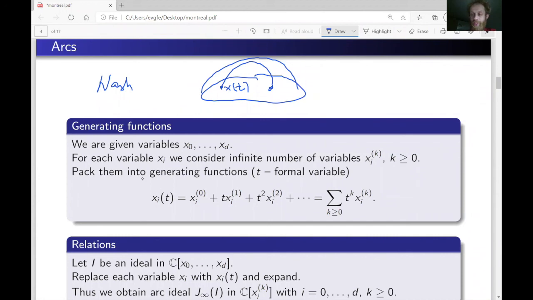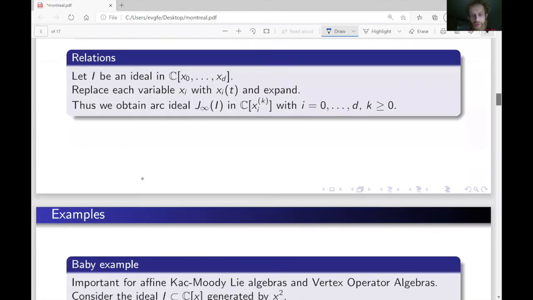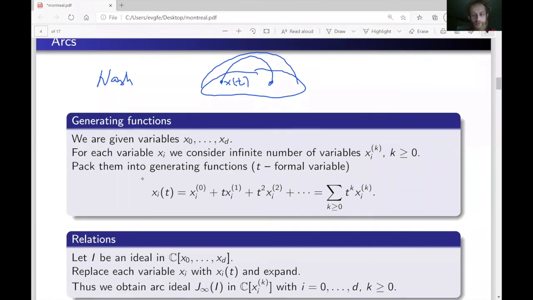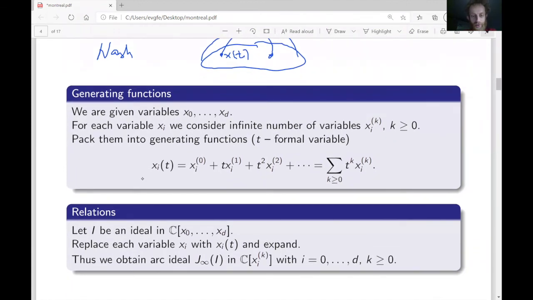So let me formulate the version we need. What do we need? We consider our d+1 variables, x0 up to xd. Now instead of working with this finite number of variables, let us introduce an infinite number of variables, and they are given here. The lower index i corresponds to the indexes of the initial variables, so i goes from 0 to d.